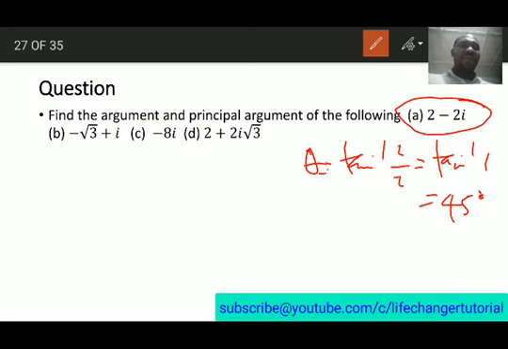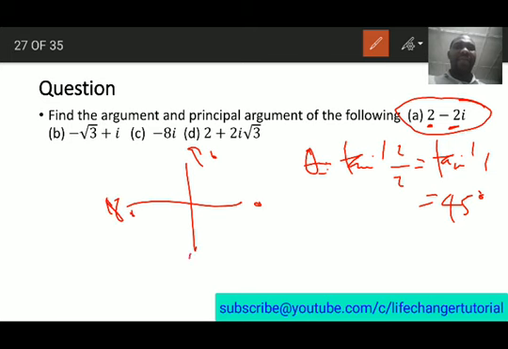But 45 degrees is not the answer. The reason is that if you notice here, your real part is positive, but your imaginary part is negative. So if we draw our quadrant, we have 0, we have 90, we have 180, and we have 270, then here 360, okay? Now positive x and negative y, this is positive x here, and this is negative y, okay? You can see where it lies.